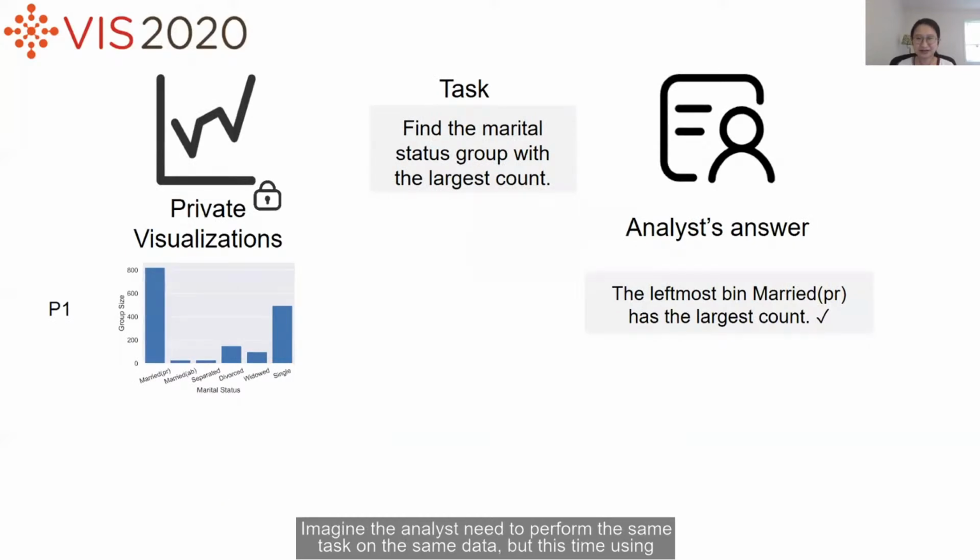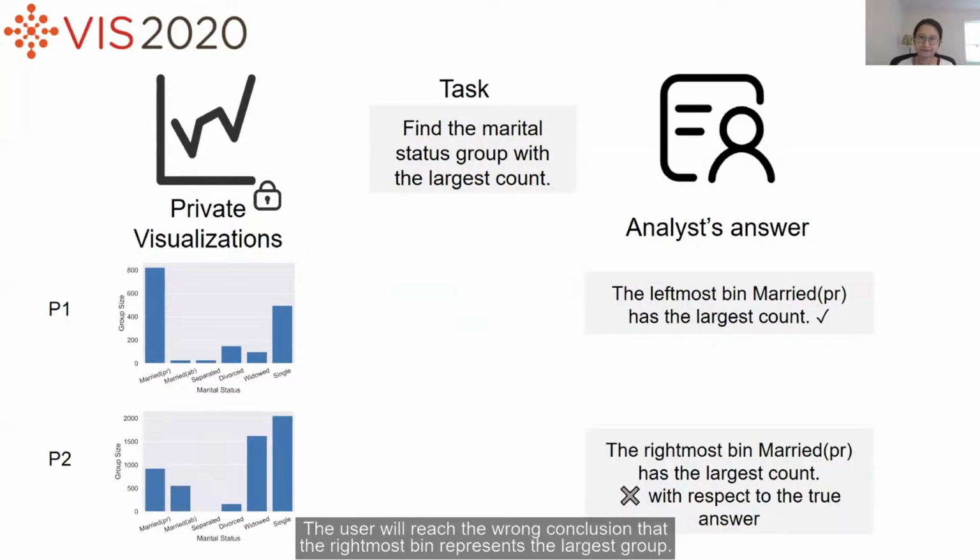Imagine an analyst needs to perform the same task on the same data, but this time using visualizations generated in a differentially private way. Recall that DP algorithms introduce some kind of perturbation to protect privacy. At a relatively light level of perturbation, like shown in P1, the overall pattern is still preserved, so the user will still succeed if they correctly read the figure. However, when we raise the privacy level and add more noise like shown in P2, the user will reach the wrong conclusion that the rightmost bin represents the largest group.